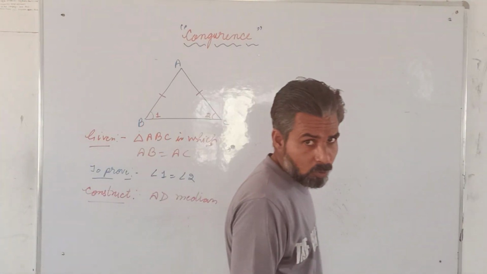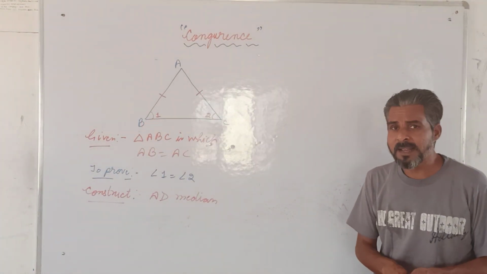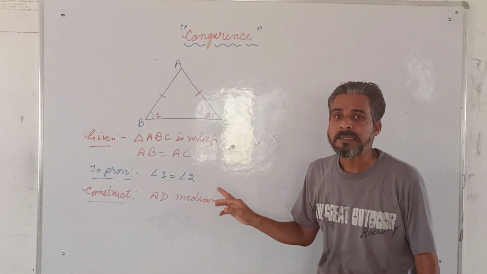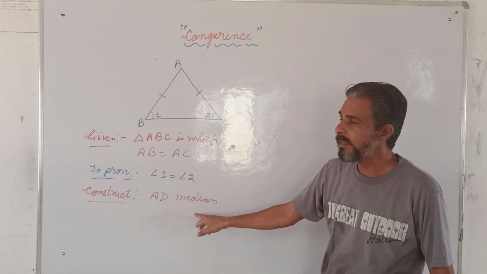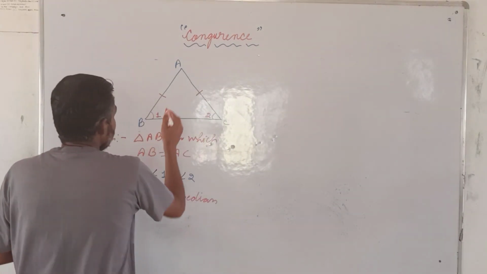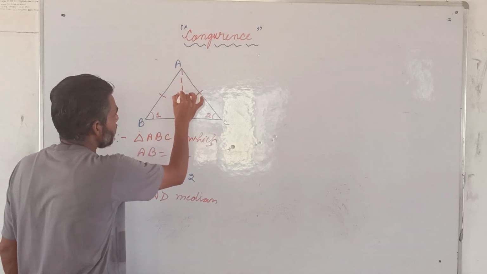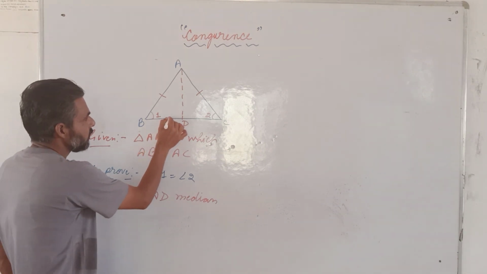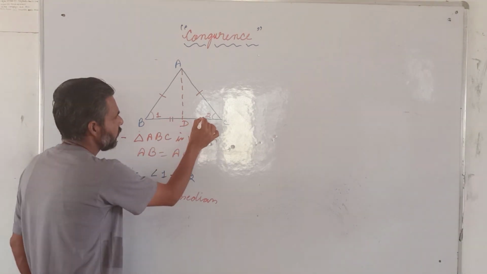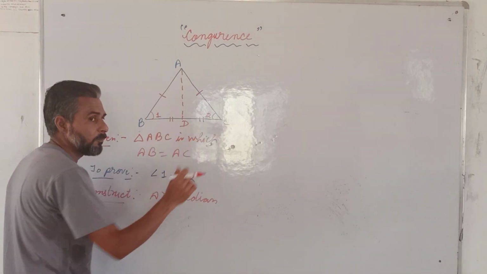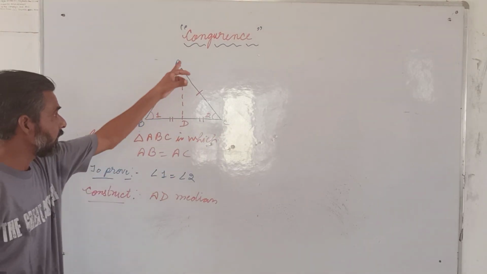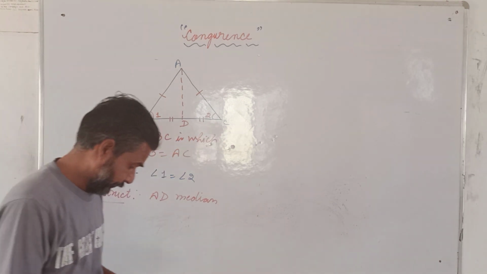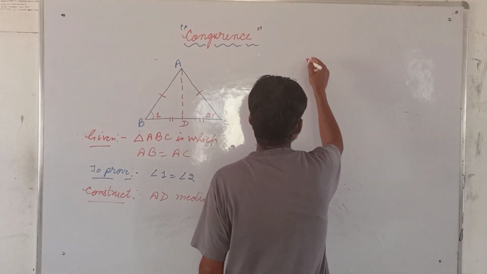Now recall, I told you what a median is. A median is the line drawn through any of the vertices which bisects the opposite side. So the median AD will start from A. From A we are constructing a median AD. If AD is the median, this side is equal to this side: BD is equal to DC, because the property of the median is that it divides the side into two equal parts. Now we will write the proof here.